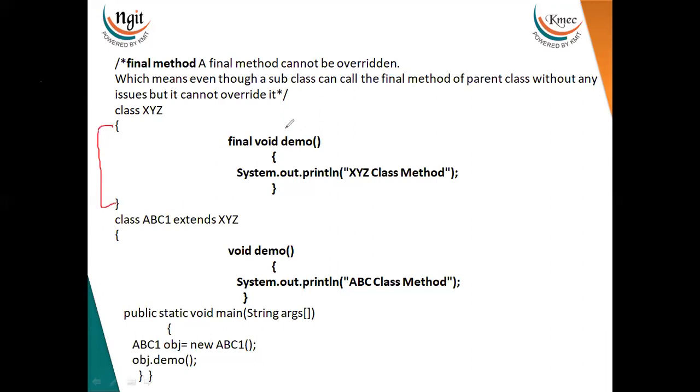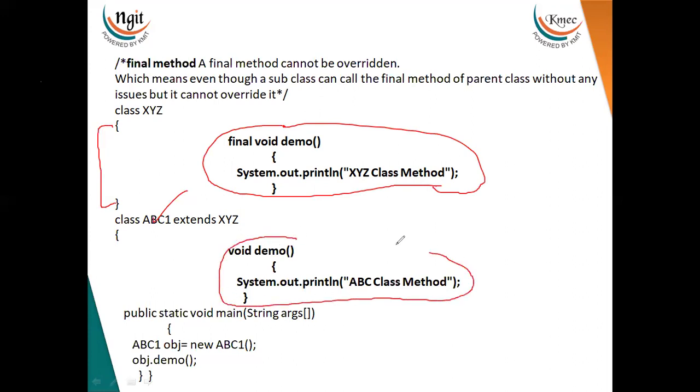Here I am taking a class, I am taking a method. This method I have declared as final. So this class is extended by something, ABC1. So what I'm trying to do is perform the overriding operation. Overriding means taking the same method in super and subclass with same return type, same method name, and same number of parameters with same type of parameters. So that is called overriding.